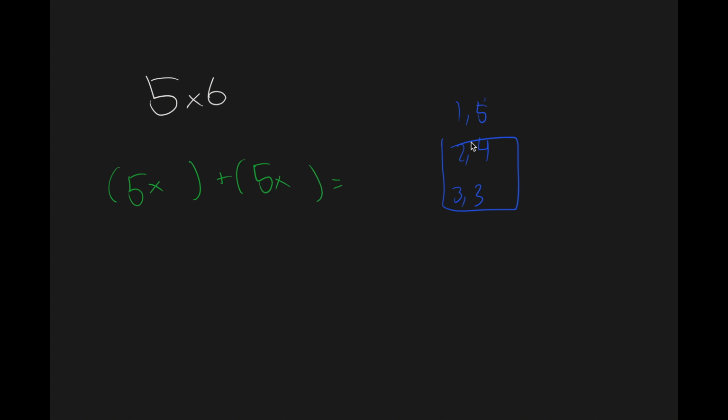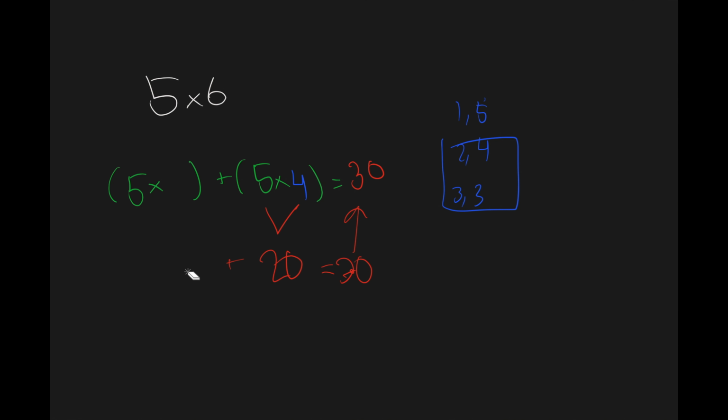So we can take these numbers, right? 5 times 2 and 5 times 4. And we can do it like this. 10, 20. 10 plus 20 is 30. And so here's 30.